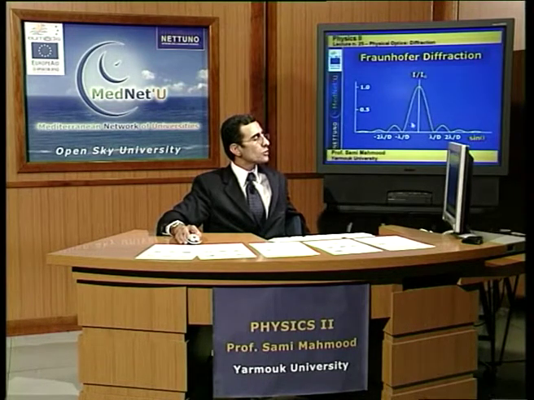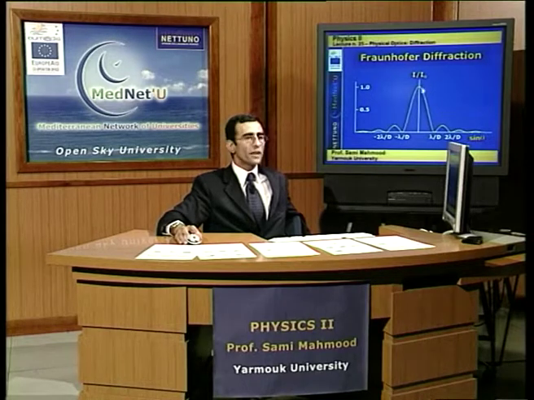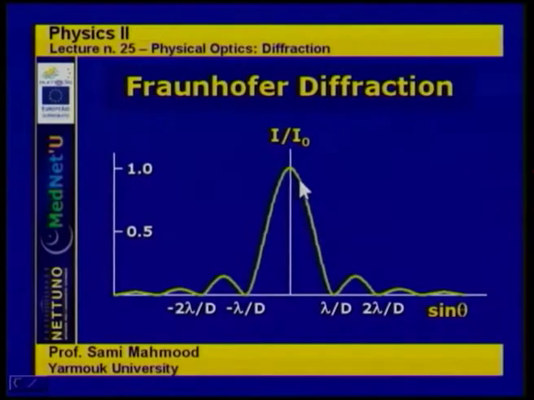This intensity pattern looks like this, where at theta equals 0, we have a maximum intensity, and then we have a set of minima, and we have other maxima that we call secondary maxima. These are the secondary maxima. These secondary maxima seem to have much lower intensity than the principal maximum at theta equals 0. And then the pattern diminishes as we go farther in sine theta.